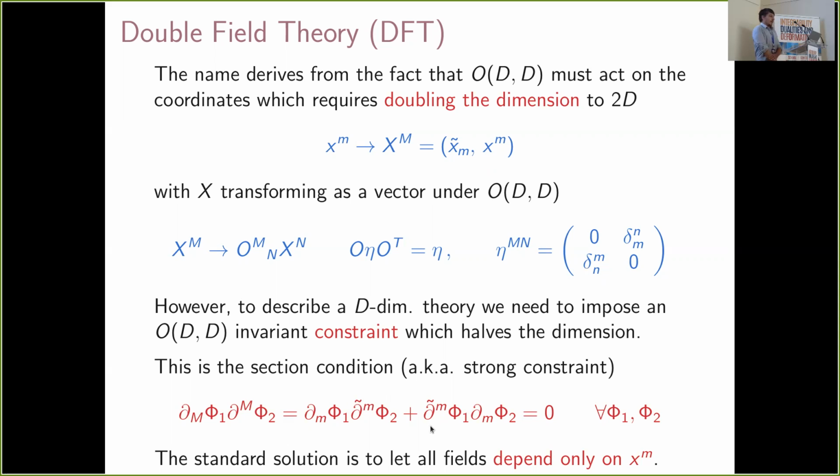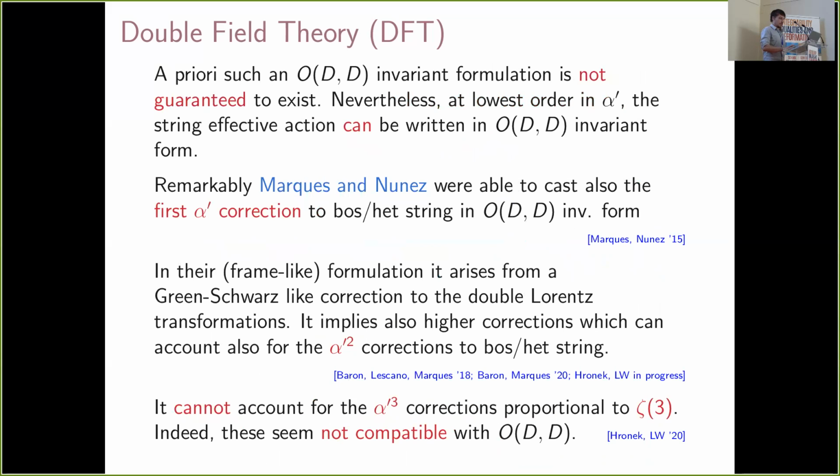So that means that there's a standard way to solve this constraint, which is just to declare that all the fields should depend only on x and not on x tilde. Then obviously these tilde derivatives give you 0, and you've solved this constraint. And you're back to a 10-dimensional theory where your fields depend only on the coordinates and not the dual coordinates. So that's the solution that we will assume here in the cases when we deal with double field theory.